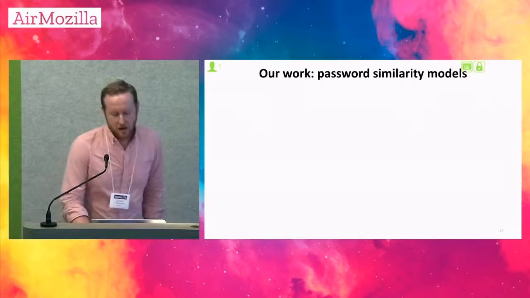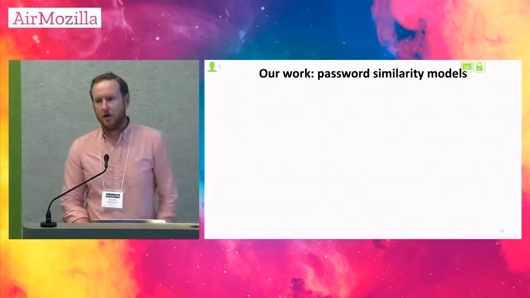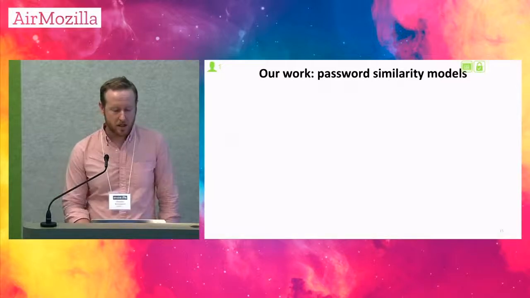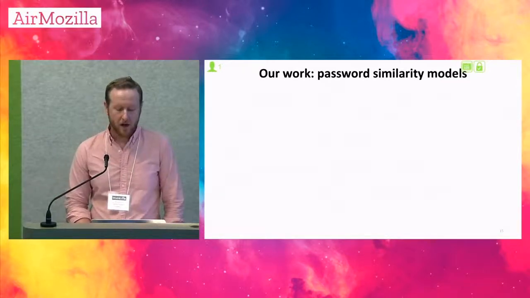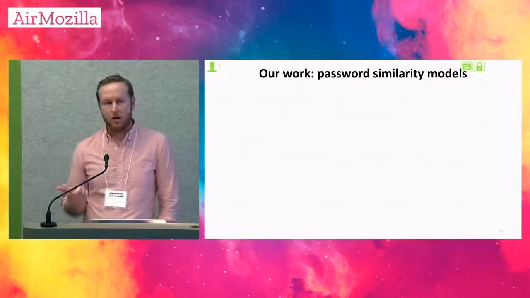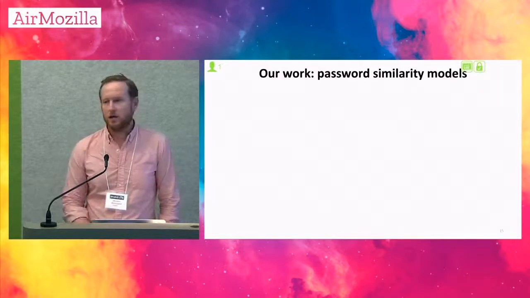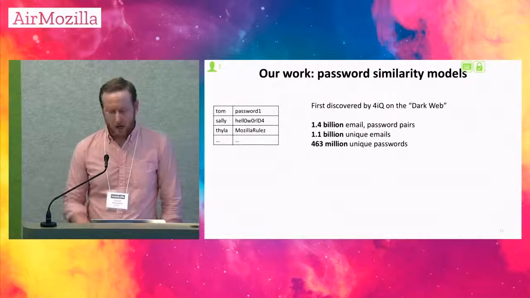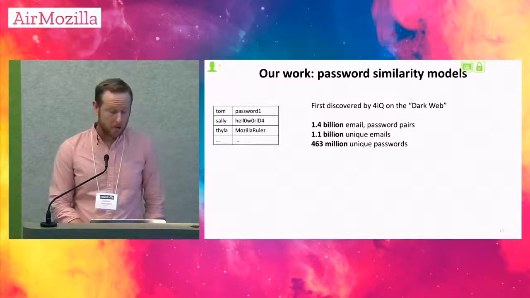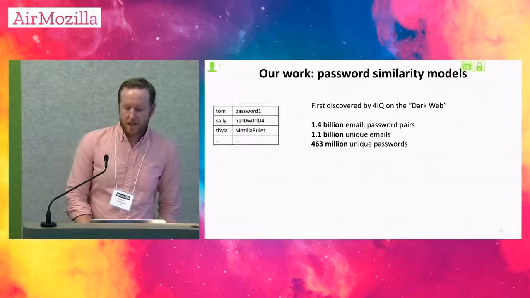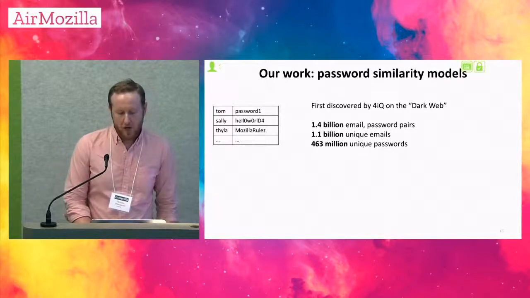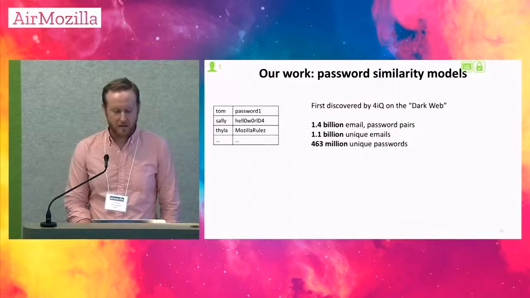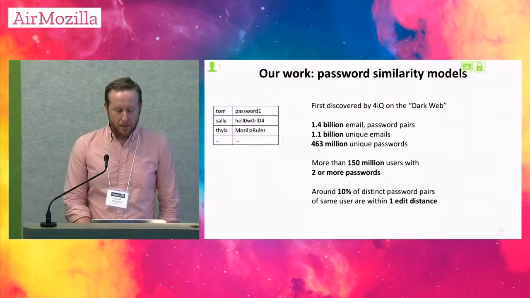So we started tackling this from the point of view of trying to understand both how bad credential tweaking attacks can get, and also how we can prevent them. The unifying theme underlying it all is a data-driven approach where we're trying to learn password similarity models. So we started by grabbing this breach data, which, like I said, is publicly available, and it's huge, right? There's 1.4 billion email password pairs. There's about 1 billion unique emails in it, lots of passwords.